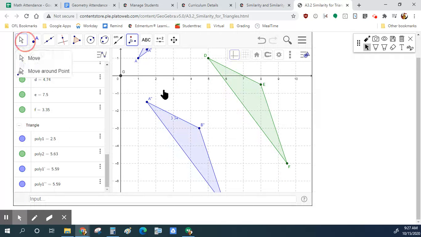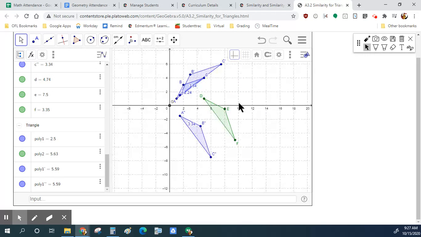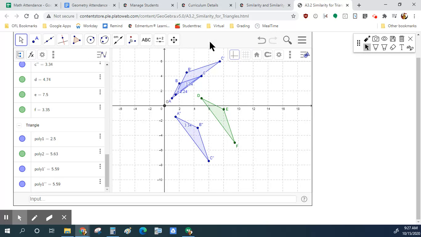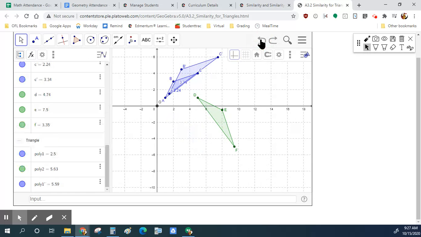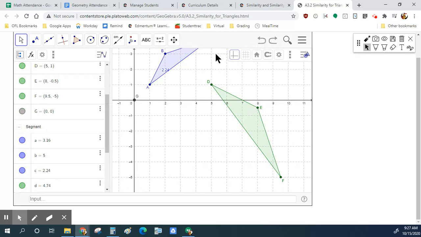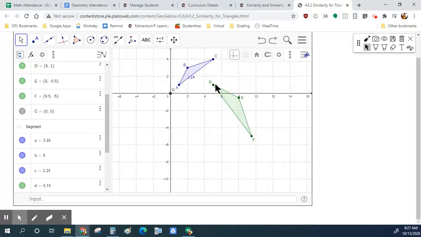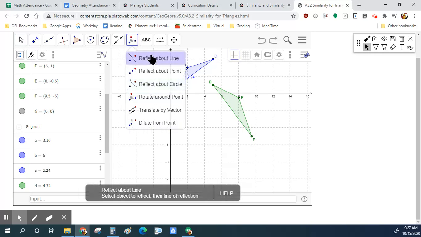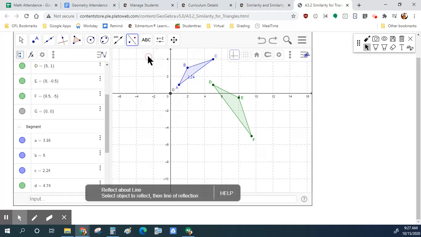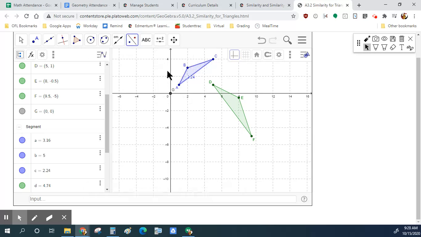There we go. Let me undo all of this and I'll show you guys another way of doing this. So that was with rotation. I'm going to show you guys how to do this with reflection. I think I did it for that last one, but the way you would do this is you want to reflect about a line, reflect from here.